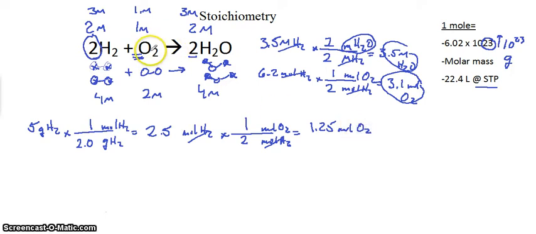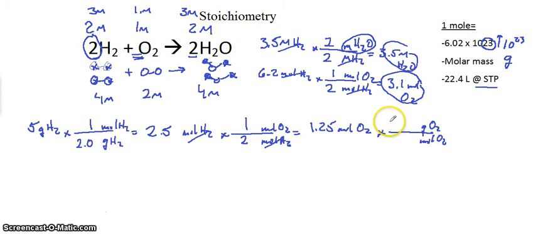And again, from a realistic standpoint, in a lab, I may not want to know moles. I may want to know how many grams of oxygen would be required. So again, I can use my conversions here. I can go from moles of oxygen to, say, grams of oxygen. And again, if you look on your periodic table, oxygen is 15.999, or approximately 16.